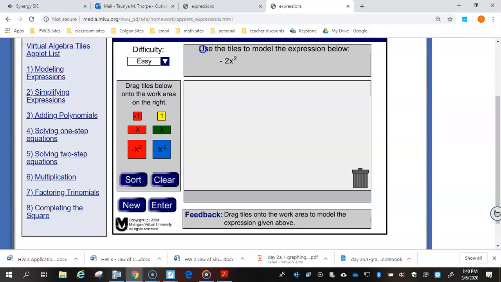Which ones? The rectangle? Use two negative x squares. Wait, what even is the green one? It's positive x. Okay.